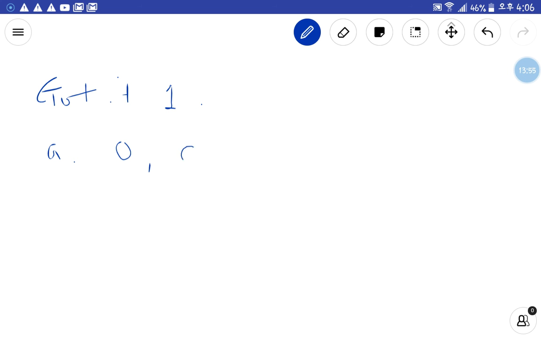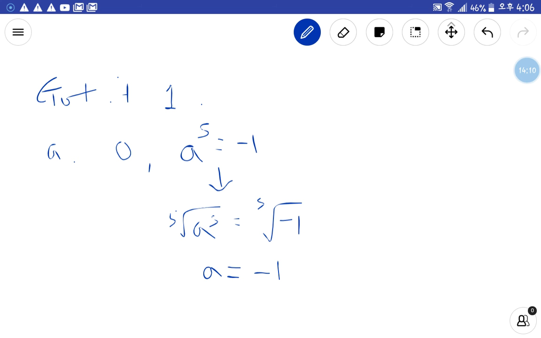So think about it. A to the fifth power should be negative 1. What is going to be my A? Fifth root of A. That means fifth root of negative 1, my A would be negative 1. So my answer would be negative 1. And the fifth root of 32, A to the fifth power should be 32. I know that 2 to the fifth power is 32. My answer A would be just 2.